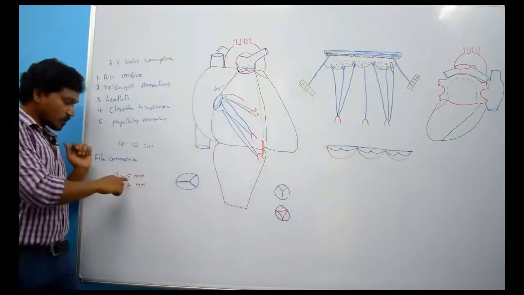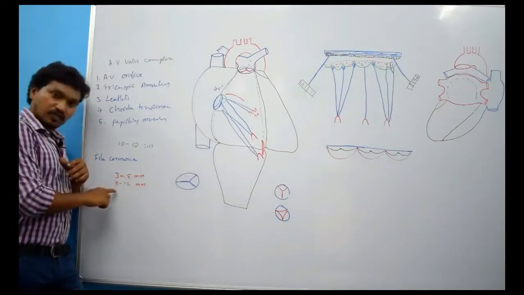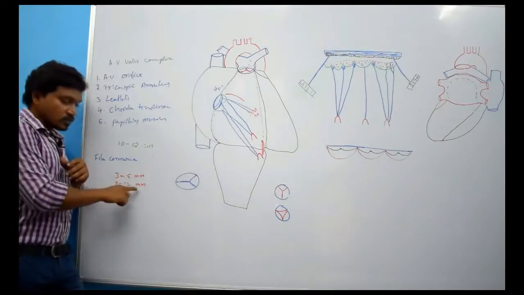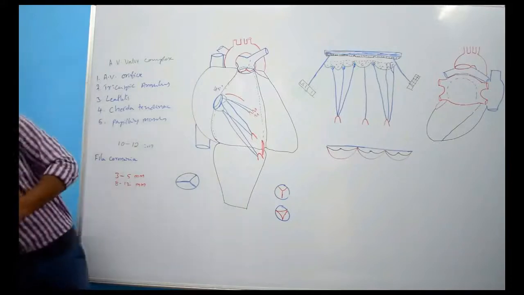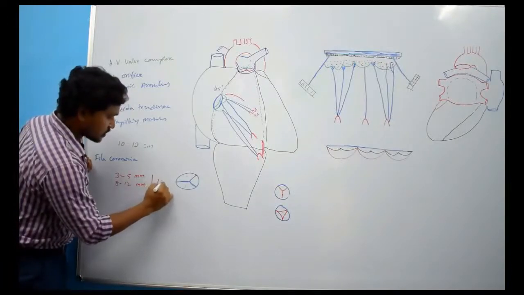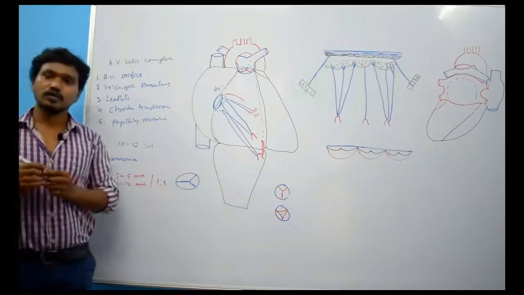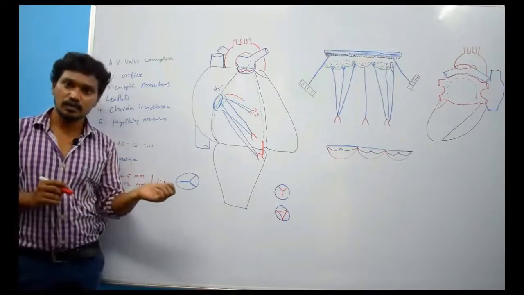So right ventricular wall thickness is 3 to 5 millimeters, and left ventricular wall thickness is 8 to 12 millimeters, and the ratio will be 1:3. Ratio of thickness will be 1:3. Clear?